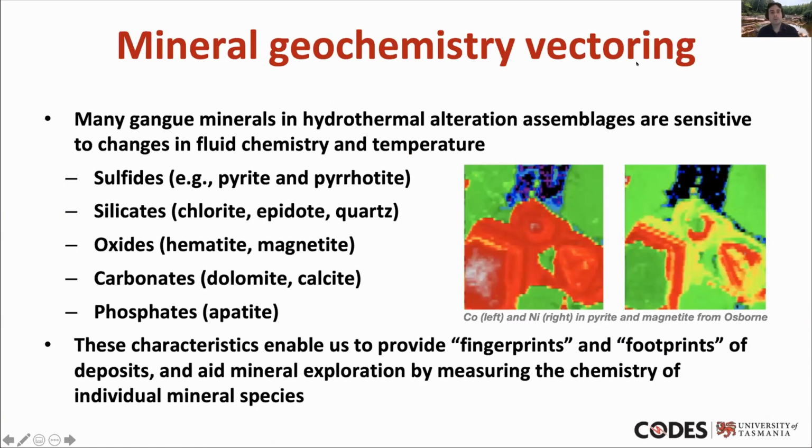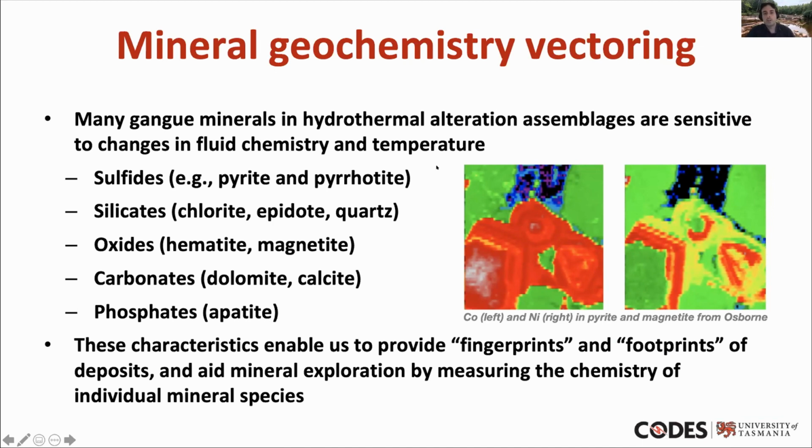Before I go too much further, I want to talk a bit about mineral geochemistry vectoring. This is built on the premise that gangue minerals and hydrothermal alteration assemblages are sensitive to changes in fluid chemistry and temperature. That could be sulfides, like in the image on the right. It could be silicates, oxides, carbonates, or phosphates.